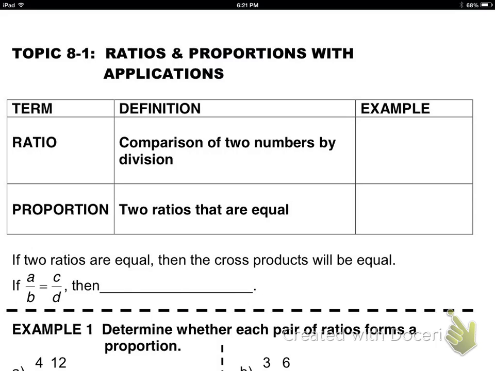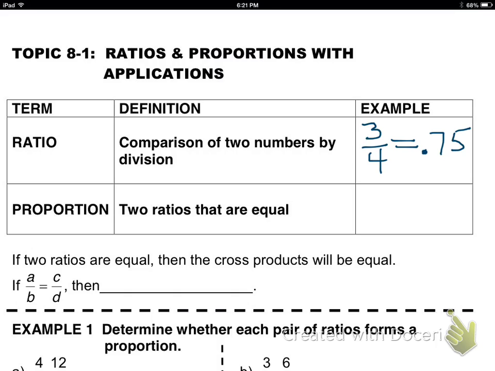Let's look at the definitions. A ratio, if you'll remember, is simply a comparison of two numbers by division. For example, if we have the ratio 3:4 written as the fraction 3/4, when we do the actual dividing of 3 by 4, we get 75 hundredths, or 0.75. This ratio is comparing some quantity 3 to another quantity 4.